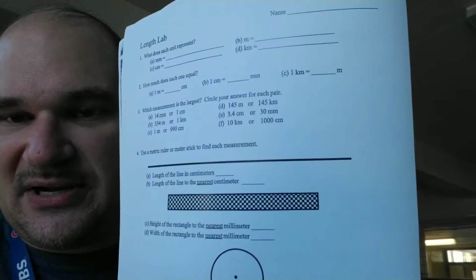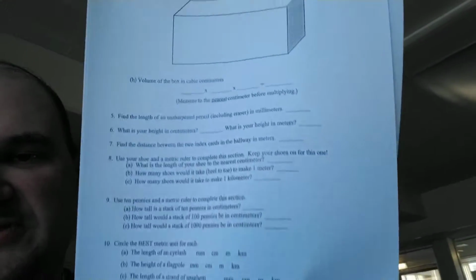We start to get into some more challenging parts here. We're going to actually need to borrow some rulers, measuring lines, figuring out which measurement is bigger, doing a little circle part, width of the rectangle to the nearest millimeter, so we want to make sure we're following specific directions on here. Going on to the next part, a little bit more of the measurement, best units for each thing.